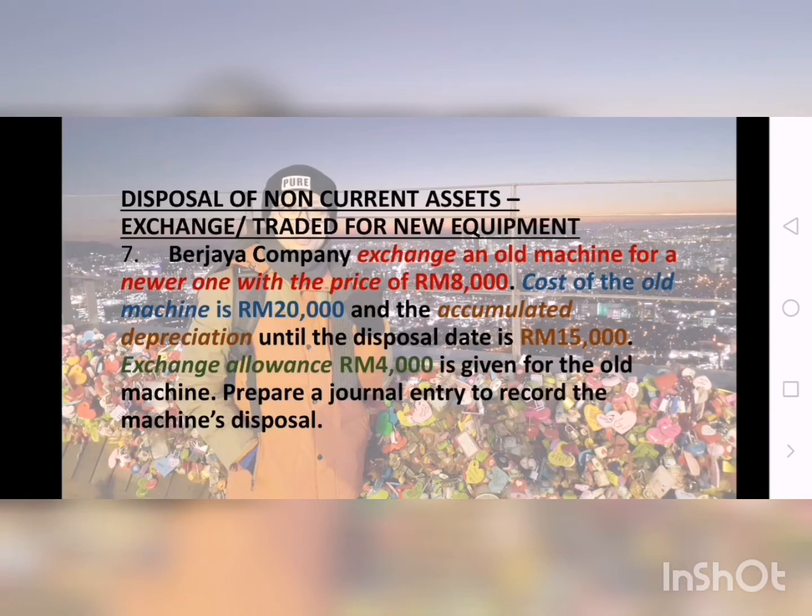Cost of the old machine is 20,000 and the accumulated depreciation until the disposal date is 15,000. Exchange allowance is 4,000 is given for the old machine. Prepare a journal entry to record the machine's disposal.